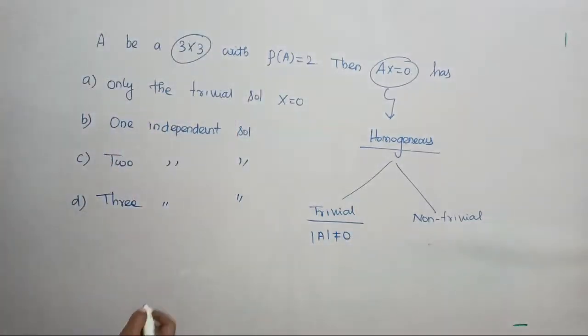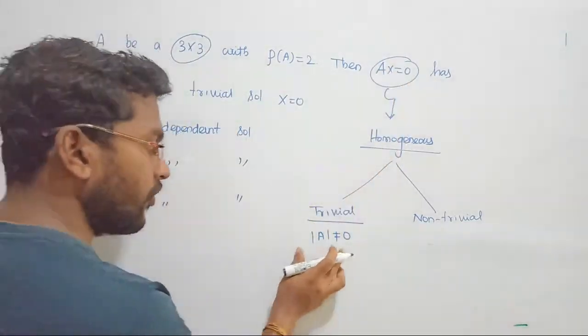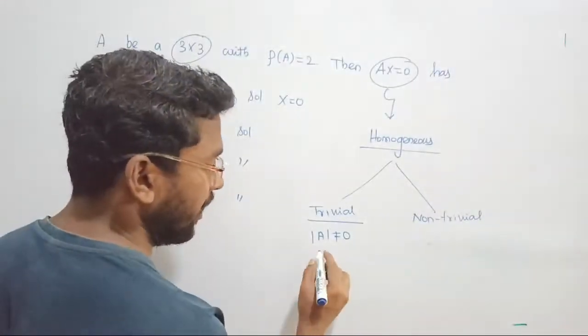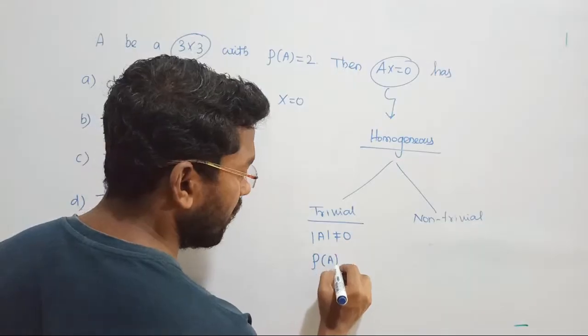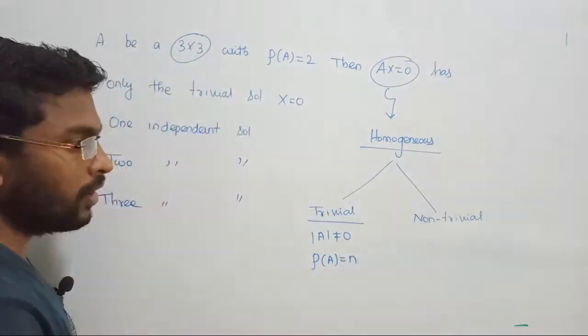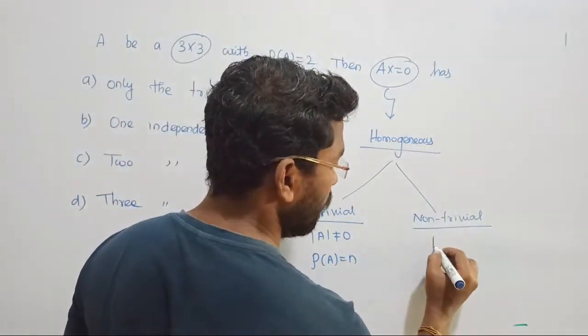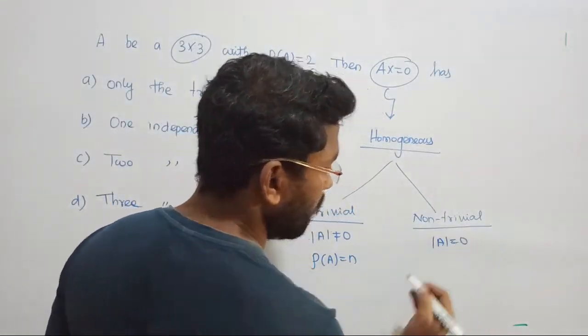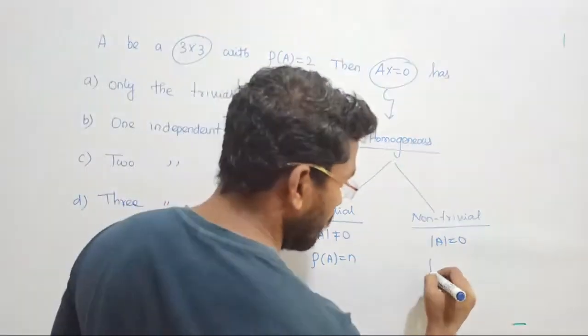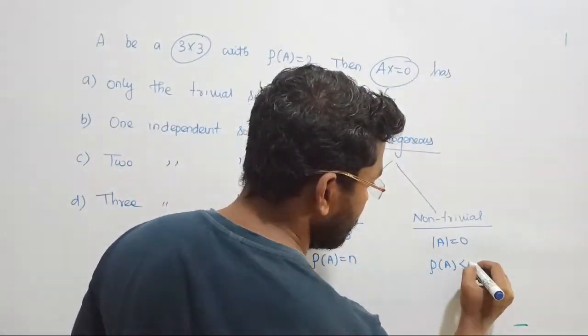But what they have said, the thing is, in case your determinant is not equal to 0, then what will be the rank of the matrix? Directly we can say the rank of the matrix equals n. But when we are looking for a non-trivial solution, we are looking for a singular matrix, so the determinant will become equal to 0, such that the rank of the matrix will become less than n.